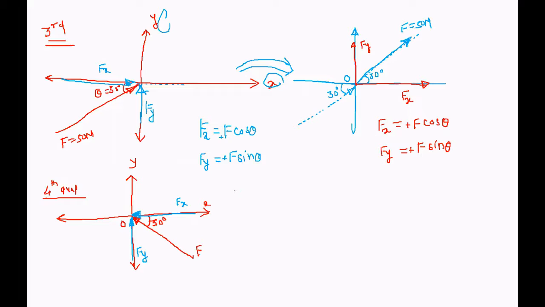Okay. So we can write Fx is equal to F cos theta and Fy is equal to F sin theta. Now observe the direction. Your Fx is towards the negative x direction. So we will consider this as a minus, and your F sin theta, that is the Fy, is directed towards the positive y direction. So this is the positive. Okay. So we can represent this figure by extending this force in the second quadrant.